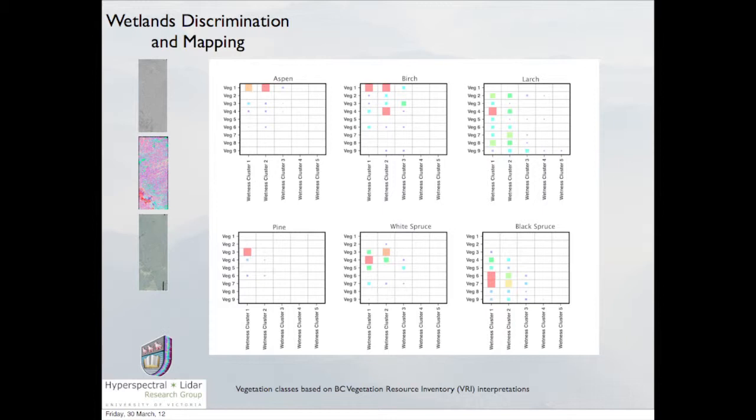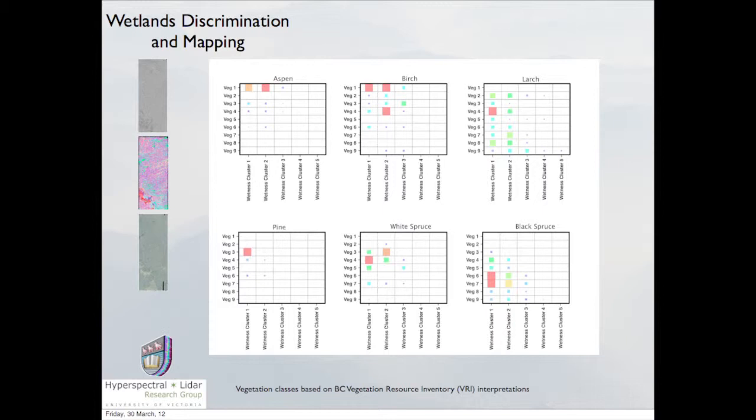VRI, which is like your AVI, and we extracted species from these as best as we could, and we mapped them based on the wetness clusters and the veg clusters in through here. We looked at aspen, for example, birch, tamarack, larch, and then the conifers down in here, pine, white spruce, black spruce. So sort of typical. We didn't look at any of the grasses or any of the shrubs. These are just the tree species.